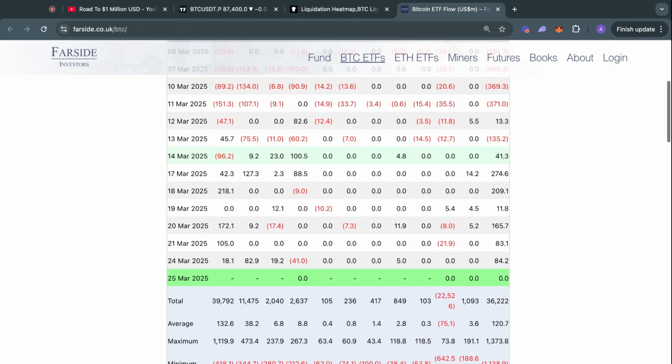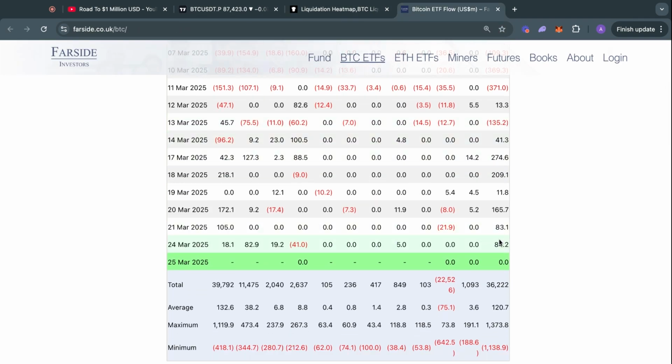Lastly, let's take a quick look at the Bitcoin ETF flow tables. Yesterday, we saw a small net inflow of about $80 million into the Bitcoin ETFs. So this is having a small upwards pressuring effect on the Bitcoin price. However, nothing too significant going on here.